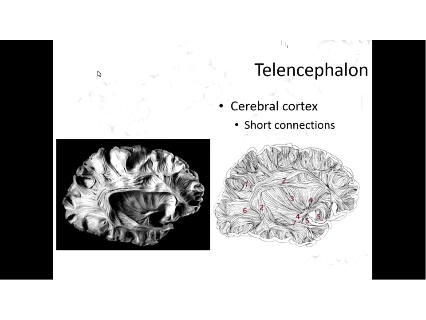Another way that we can divide the cortex is looking at the types of connections that are formed. And we see that there are 3 types of connections that are formed in the central nervous system. There are short connections that connect areas within a lobe. This would be like in the occipital cortex, going from primary cortical tissue to secondary cortical tissue.